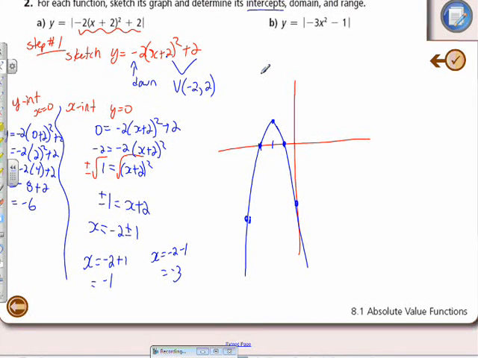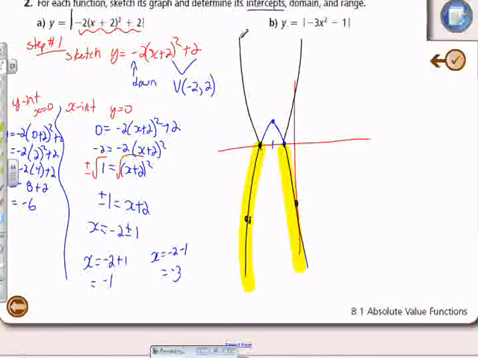I want it to be positive. It's going to take and make everything positive when we do the absolute value. So it's going to flip these two sections. The negative sections are going to get flipped up. But it's going to be in the same curve as it was going down. There's your graph now.